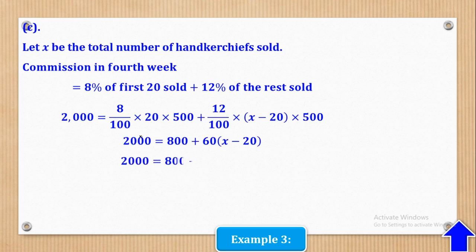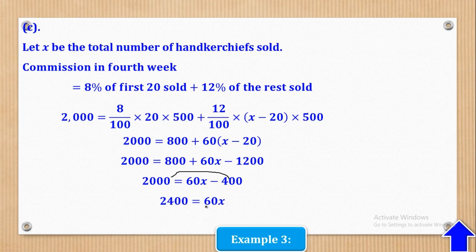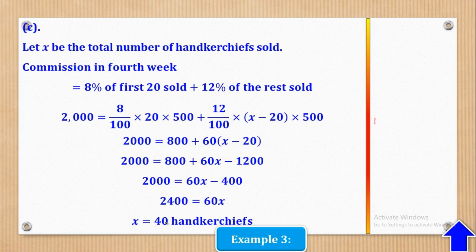So next will be to simplify and make X the subject. So when I open brackets, I'll come up with 2,000 being equal to 800 plus 60x minus 1,200. So 800 minus 1,200 will give you negative 400, which is that. So now when I bring this 400 this side, I'll come up with 2,400 being equal to 60x, and when I divide both sides by 60, I'll come up with x being equal to 40 handkerchiefs. So basically that's what they wanted, and now let's see how much can be awarded.